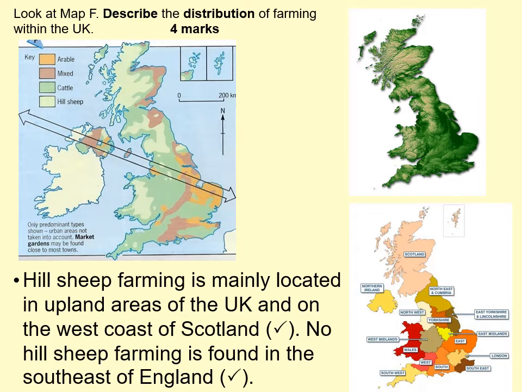Then we can also talk about where hill sheep farming is not found, because there's a massive area of England, the southeast, where farming is not found. So we can say there is no hill sheep farming in the southeast of England. And we could have also talked here about the east of England as well.